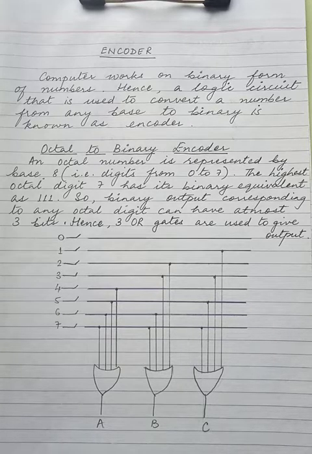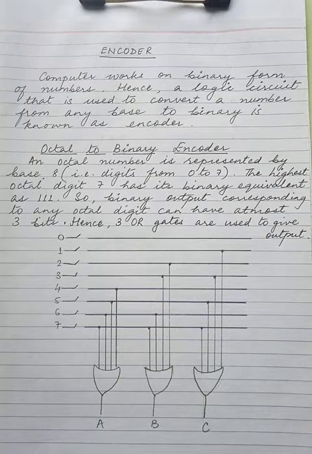Here we will be discussing octal to binary encoder. An octal number is represented by the base 8, that is digits from 0 to 7. The highest octal digit 7 has its binary equivalent as 111. So binary output corresponding to any octal digit can have at most 3 bits. Hence 3 OR gates are used to give the output.